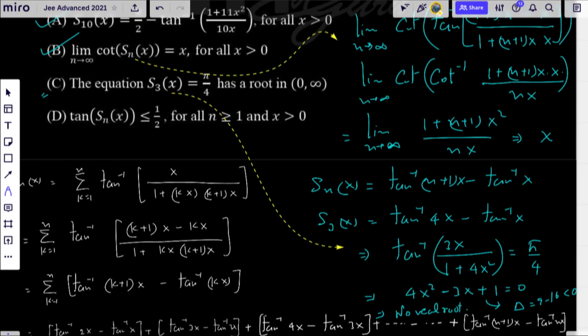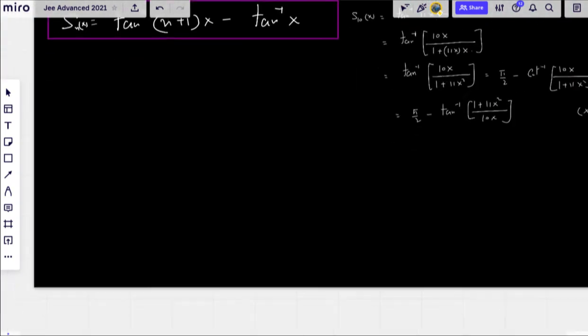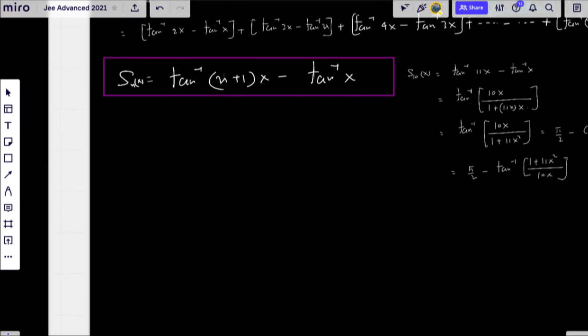No real root. So here they are saying it has a real root, so this option will be wrong. So option C is wrong. Now check option D. For D, that is tan of Sn of x is less than 1 by 2, for n greater than 2. So for option D, let's see how we'll think about this one.